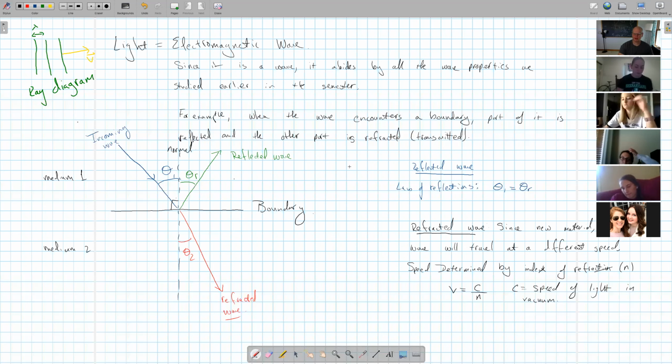So for the reflected wave, we have what's known as the law of reflection. What the law of reflection says is that if the incoming wave comes in, strikes the medium and gets reflected back, then the incoming angle θ1 and the reflected angle θr are exactly the same. So the law of reflection says that the incident angle is equal to the reflected angle.